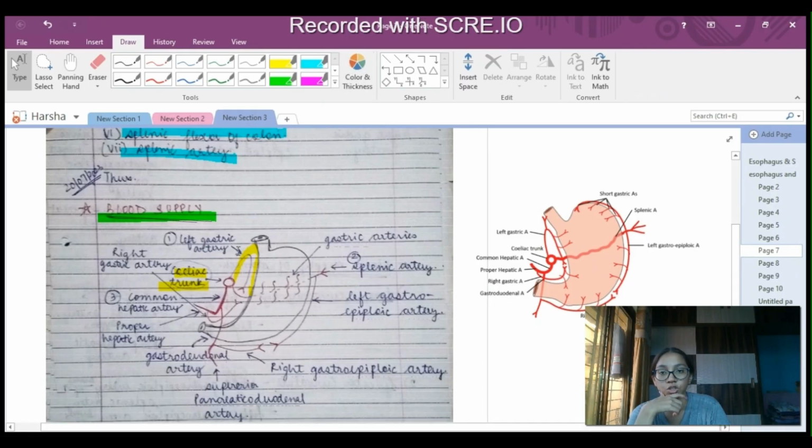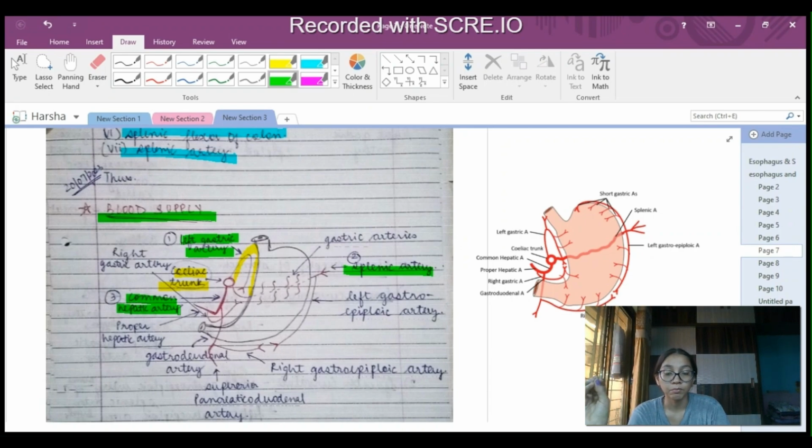The blood supply of the stomach actually originates from a single trunk that is present on the lesser curvature of the stomach, and that central trunk is known as the celiac trunk. This is the celiac trunk, and it gives rise to three major arteries: the left gastric artery, the splenic artery, and the common hepatic artery. These are the three branches of the celiac trunk.